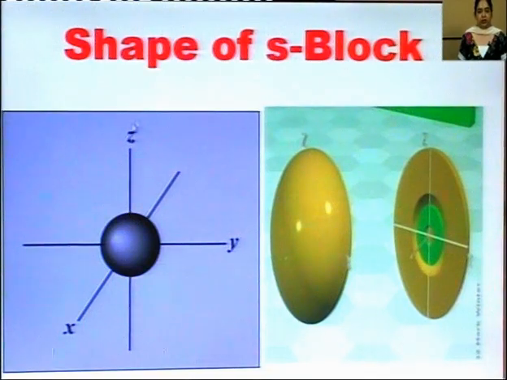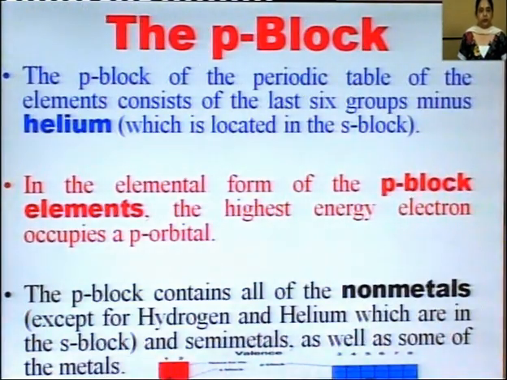Shapes of S block elements. Second is P block element. The P block of the periodic table of elements consists of the last 6 groups minus helium, which is located in the S block.